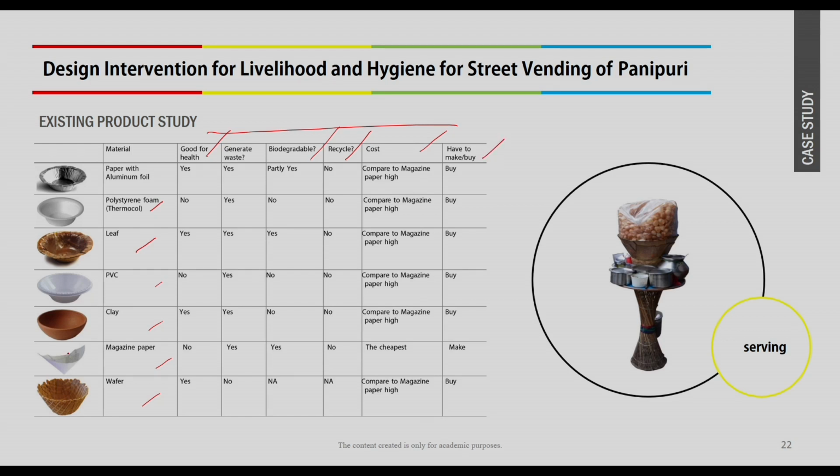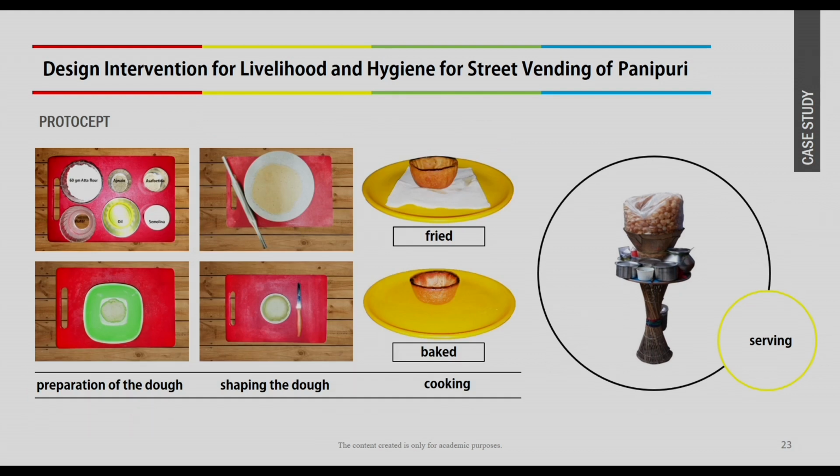We found that compared to magazine paper, the other ones are better, but the cost is not effective and they will generate a lot of waste. Only this particular wafer bowl is edible, but while consuming Panipuri, the water will come in contact with the wafer and the experience of eating Panipuri will not be good, and hence we made a prototype.